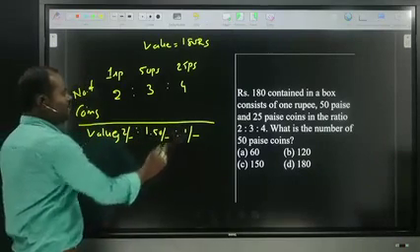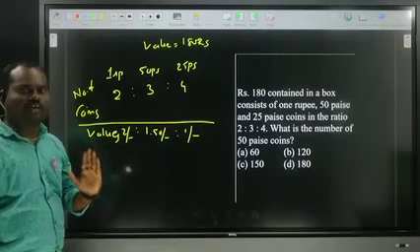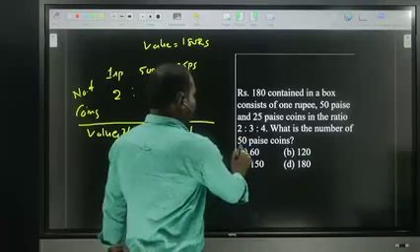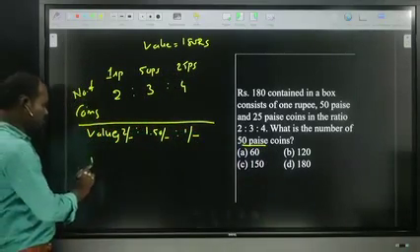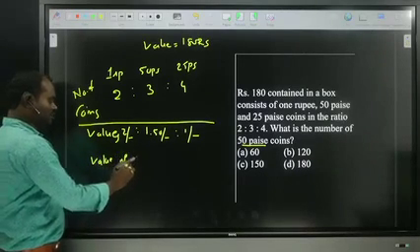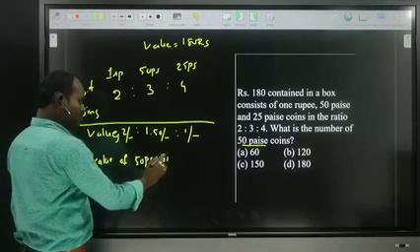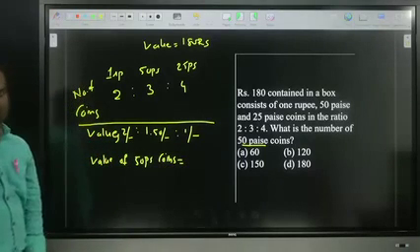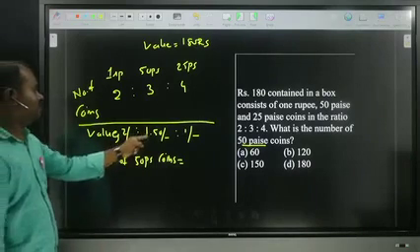Entirely it came to values. Now we can proceed. We require the information about which type? What is the number of 50 paise coins? We require the information about the 50 paise coins. Now, the value of 50 paise coins, how much?